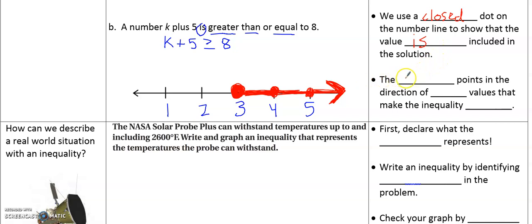And you can kind of think of this as an arrow. As long as the variable is on the left side, and I should have said that, variable on left, then the arrow, here it is, points in the direction of all values that make the inequality true.